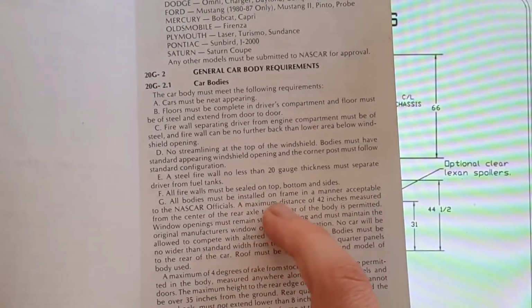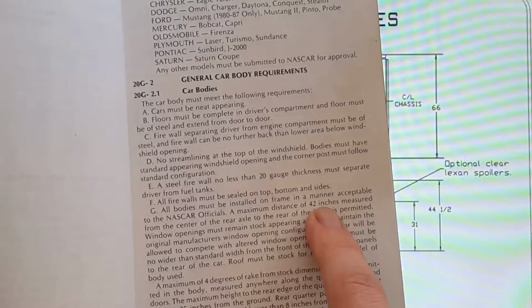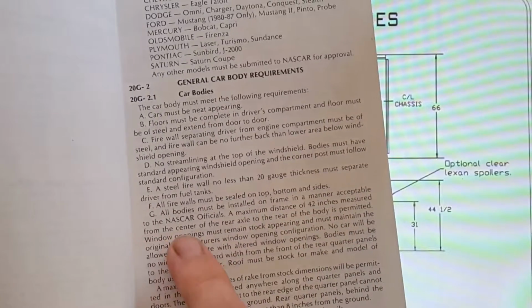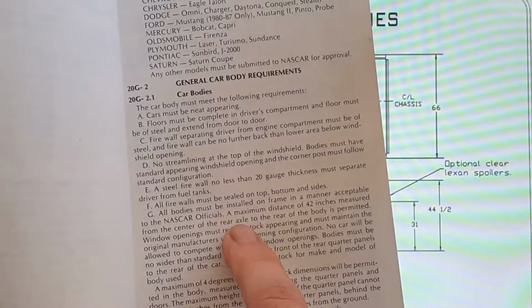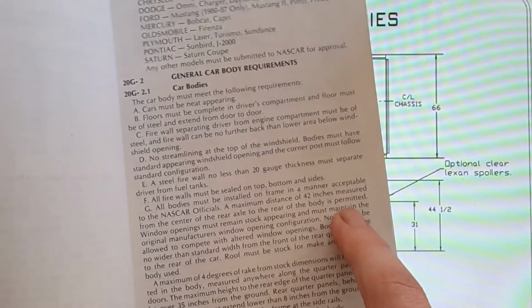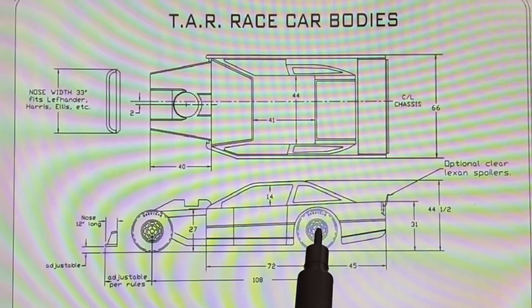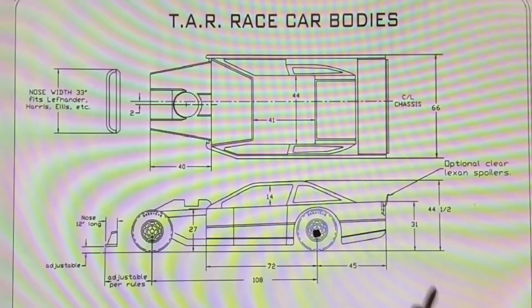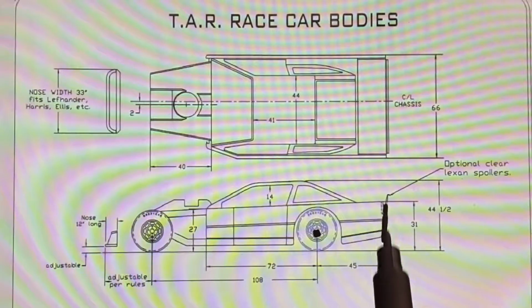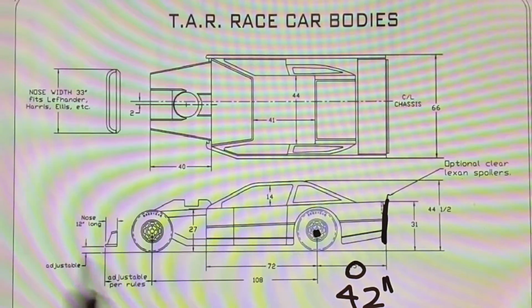All bodies must be installed on frame in a manner acceptable to NASCAR officials. Maximum distance of 42 inches measured from the center of the rear axle. Once again, the center of the rear axle seems to be an important location for these guys. To the rear of the body is permitted. That's an easy one. Pretty much what they talk about is the rear axle right here, and this is the end of the body. 42 inches. Right here in this modified series is 45. In 1991 it was 42 inches.